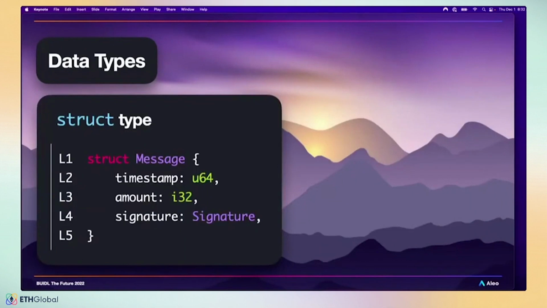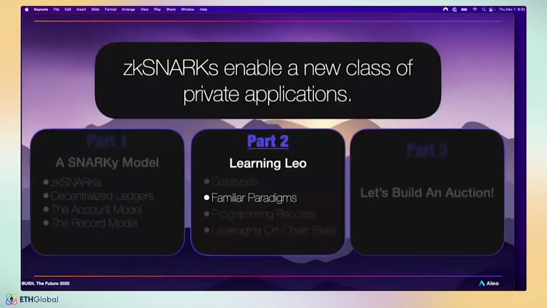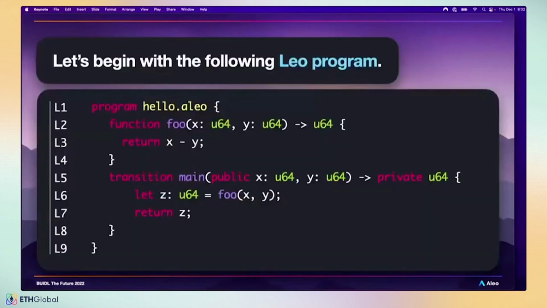Digging a little bit deeper, a struct is a composite data type, which contains a number of fields. Each of these fields could either be a primitive data type or another composite data type, another struct itself. So now let's look at some Leo code and actually see some of the familiar paradigms that Leo provides to users. So here's our Hello World Leo program.